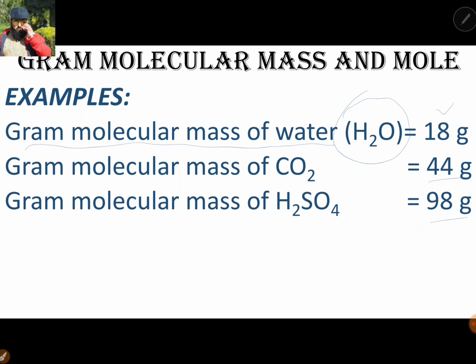The molecular mass, or simply the relative molecular mass of substances, was expressed in atomic mass units, AMUs. Here we are expressing it in grams. That is, you will have to take the mass of a substance in actual grams that we use in our daily life as gram molecular mass of that substance.